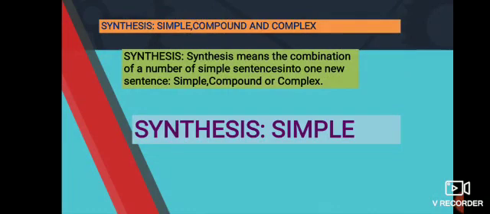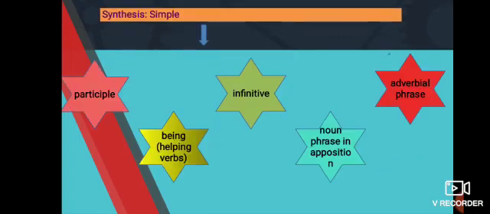In the previous session, we have done the simple synthesis using those 5 different methods. This is the 6th method, that is using connectives. Okay, so once again we'll go for the definition. Synthesis means the combination of a number of sentences into one sentence. That one sentence could be joined and made a simple, a compound, or a complex statement.